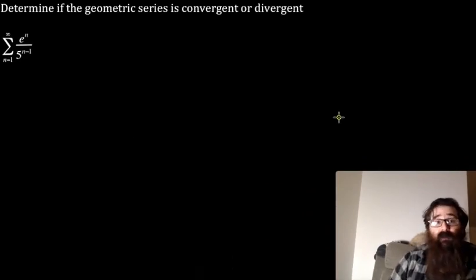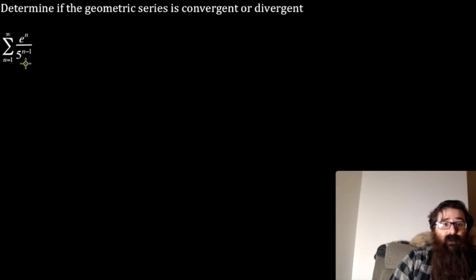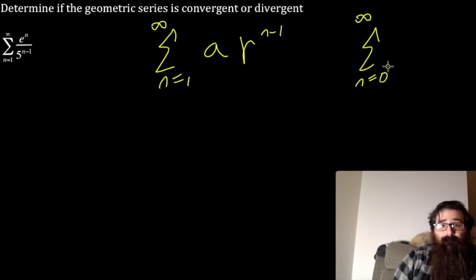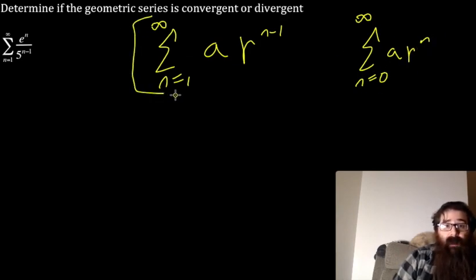We'll take a look at a couple more examples. I want to determine if the geometric series is convergent or divergent. Here I have the sum from n equals 1 to infinity of e to the n divided by 5 to the n minus 1 power. Again, as soon as you see that starting index, that means we want a r to the n minus 1. That other common form, let me just refresh your memory, is the sum from n equals 0 to infinity of ar to the n. We don't have that. This is what we have. I want it to look just like this.